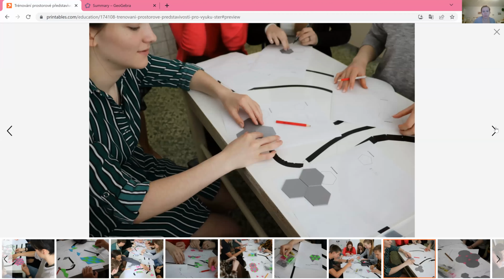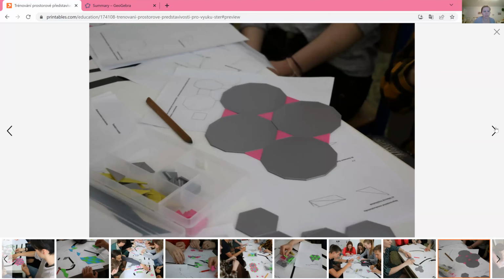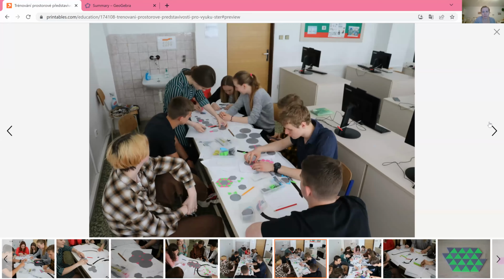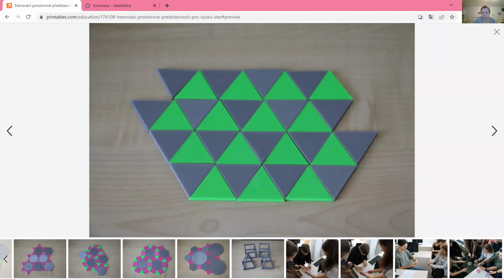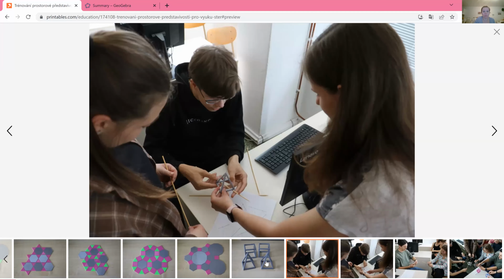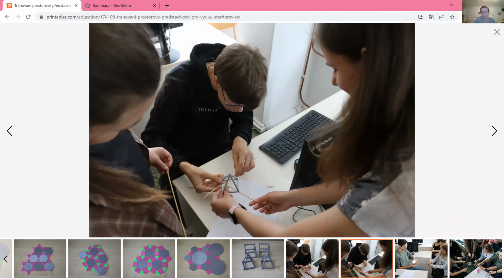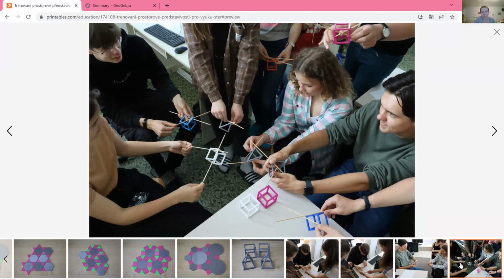Here students were searching for tilings, and then they were using this construction set of polygons, and they were able to find more tilings than when they were working without any visual aid. Also here you can see some more pictures of using these models when they were trying to find some relationships in 3D space. And again, these were models from the 3D printer.